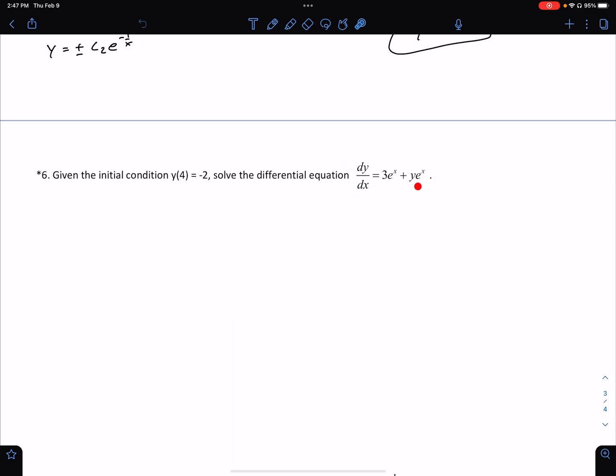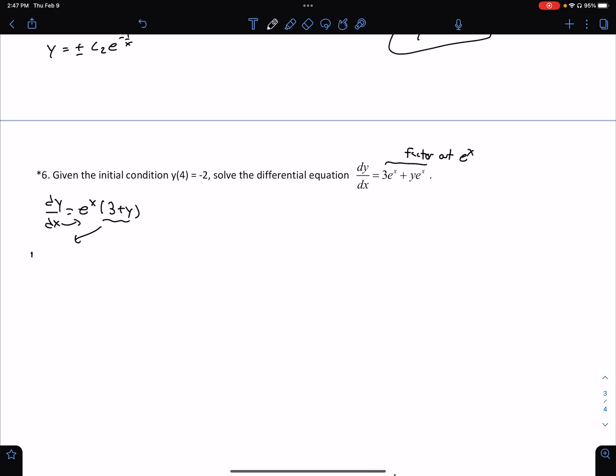Notice this time we have these exponential functions. So the first thing I'm going to do is factor out an e to the x. In other words, I'm going to factor out an x. When I factor it out, I get dy dx equals e to the x times 3 plus y. Once I do this, I can bring my 3 plus y to the left side by dividing, and remember, we're going to multiply both sides by dx.